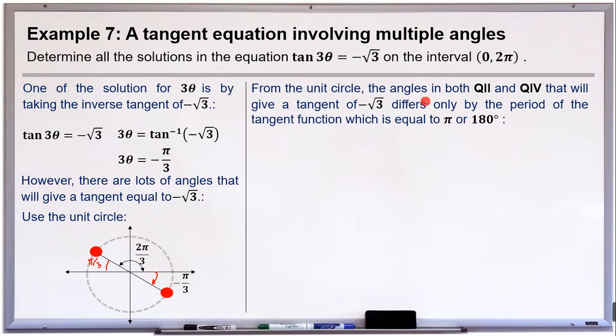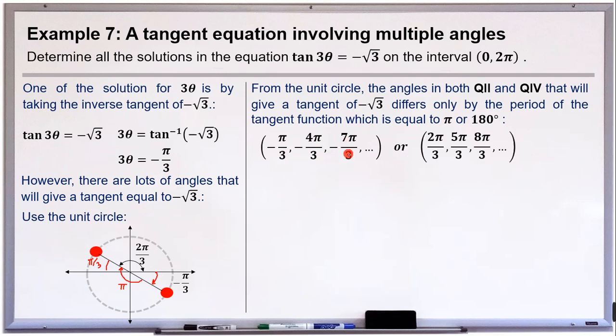So from the unit circle, the angles in both quadrants 2 and 4 that give a tangent of negative square root of 3 differ only by the period of the tangent function, which is equal to 180 degrees or pi. So their difference is simply equal to pi. So the possible angles are negative pi over 3. Then we add negative pi, that's negative 4 pi over 3. Then another negative pi, that's negative 7 pi over 3, and so on and so forth. Or you can also start with the positive angle in standard position, that's 2 pi over 3. Add pi, that will give you 5 pi over 3.